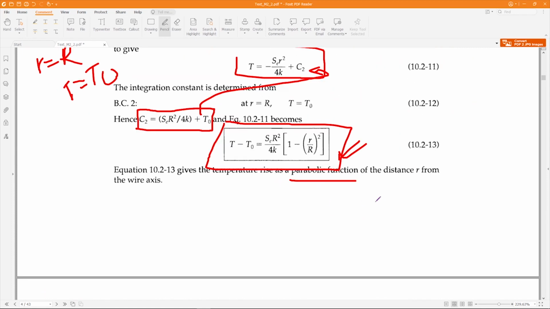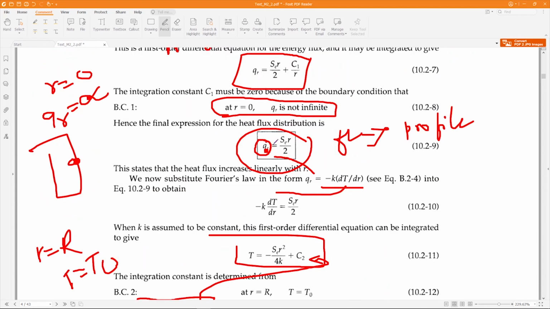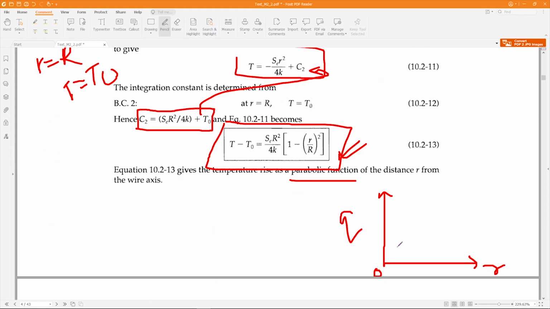So the profile will be something like this. Let's say this is R, like zero to R. This is radial distance. This is your flux. If you can see here, at the center, Q_r is zero. And at the outer surface, it will be S_e R by 2. So the flux will increase linearly. At R, it will be S_e R by 2. So this profile will be something like this.